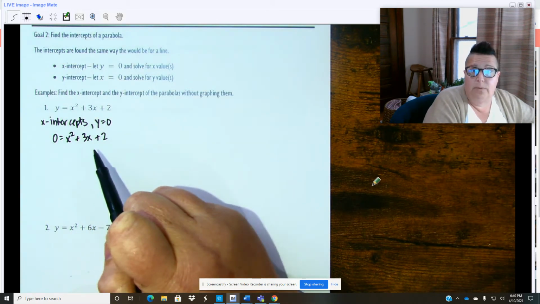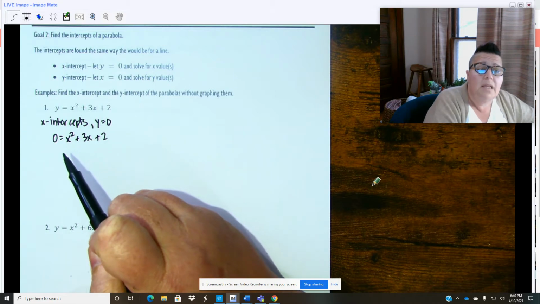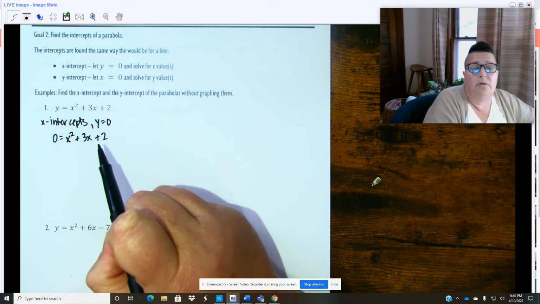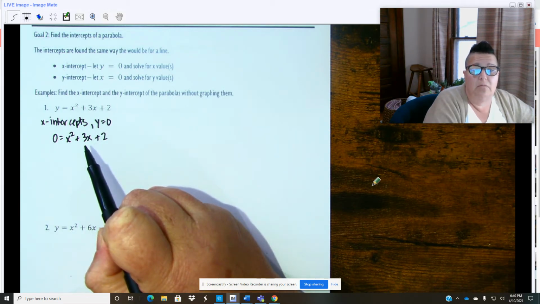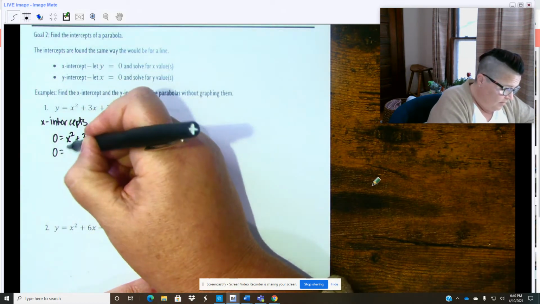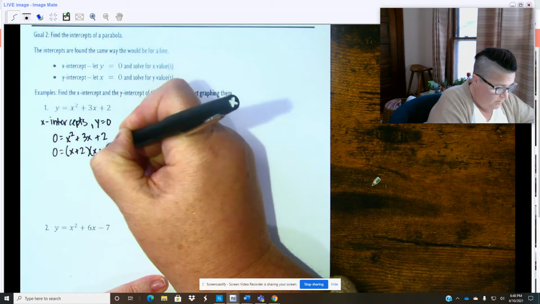This is not a perfect square. I cannot use the square root. Is this factorable? Are there numbers that will multiply to give you a positive 2, but add to give you a 3? Yes. So I can factor this as x plus 2, x plus 1.